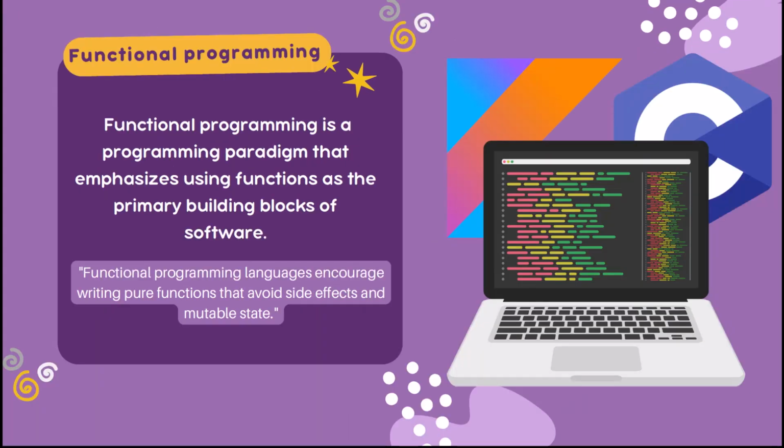Functional programming. Functional programming is a programming paradigm that emphasizes using functions as the primary building blocks of software. Example: functional programming languages encourage writing pure functions that avoid side effects and mutable state.